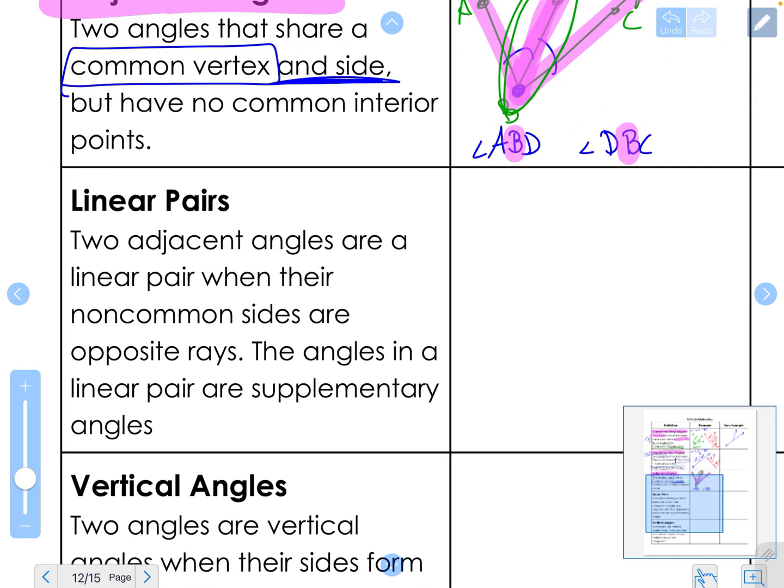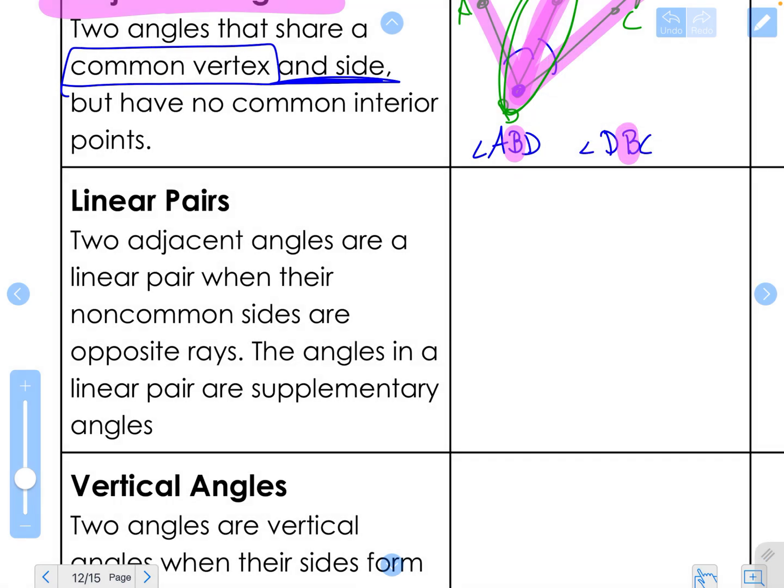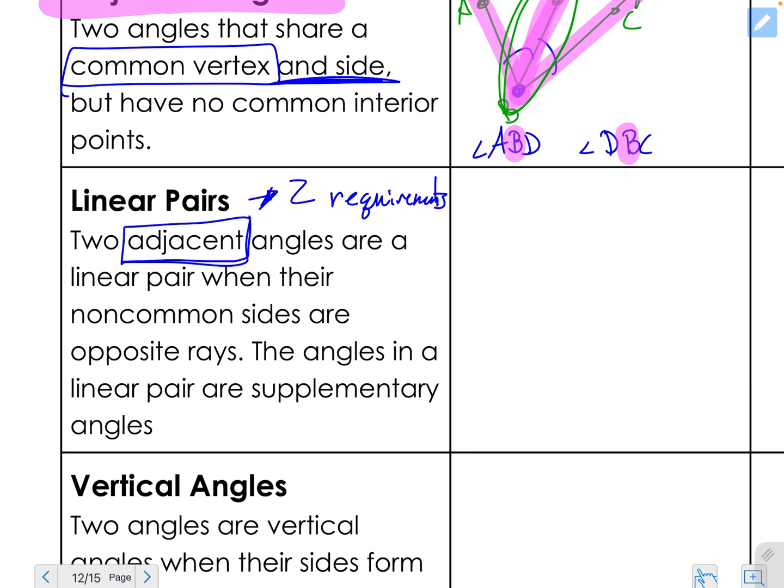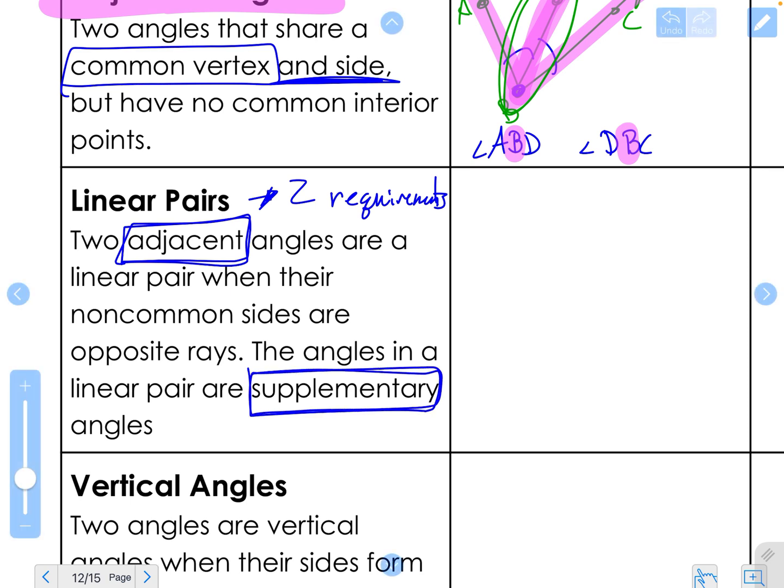All right, so linear pair. Linear pair is very important because it has two requirements. The requirements are that the angles are adjacent, so we have two adjacent angles, and they are supplementary. They must be both adjacent and supplementary.